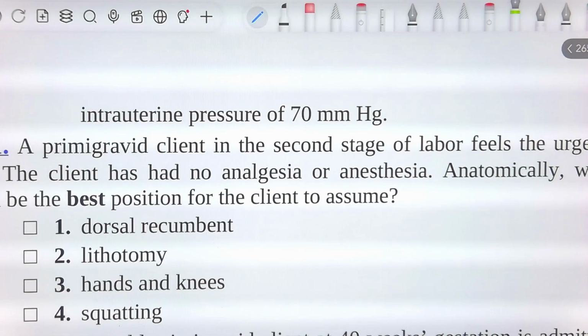Next question. A primary gravid client in the second stage of labor feels the urge to push. The client had no analgesia or anesthesia. What would be the best position for this client to assume? That will help the patient in labor. What will be the best position? Answer number 4 will be the correct, that is the squatting position.